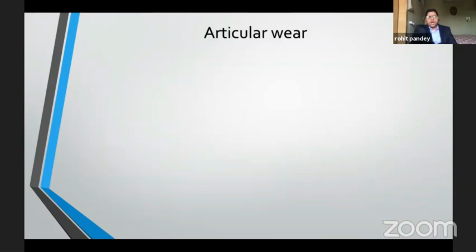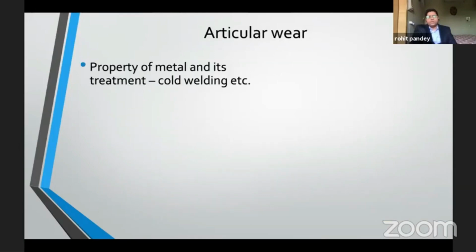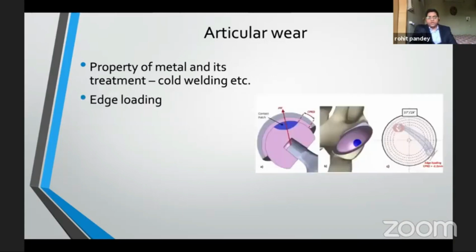A little bit about articular wear. It depends upon the property of the metal itself and how it has been treated. Few metals are very strong and few have very poor scratch resistance. If the implant has very poor scratch resistance, that will lead to more articular wear. Edge loading is a very important concept. If you get the alignment wrong in these cases, there will be a focal transmission of force, which will accelerate the rate of wear. This is a diagram of OPS technology, which is used by Professor James Sullivan in his cases.